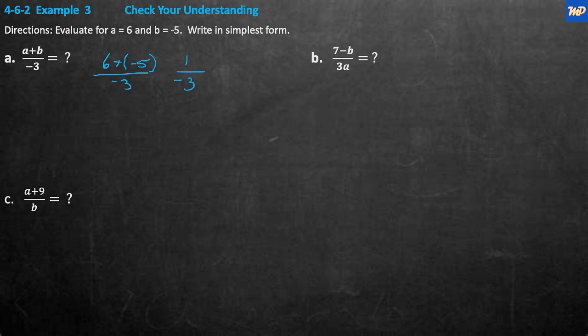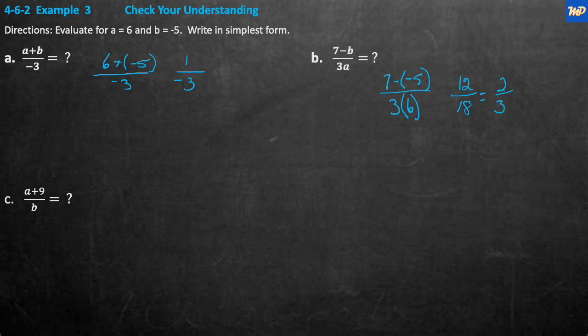Let's do this one. It's the same a and b. So 7 minus 5 over 3 times 6. 7 minus 5, a minus a minus is a positive. So it's 12. And 6 times 3 is 18. And that is equal to what? Can we reduce it down? So this can be reduced. We can take a 6 out of this. So that would end up being 2/3.